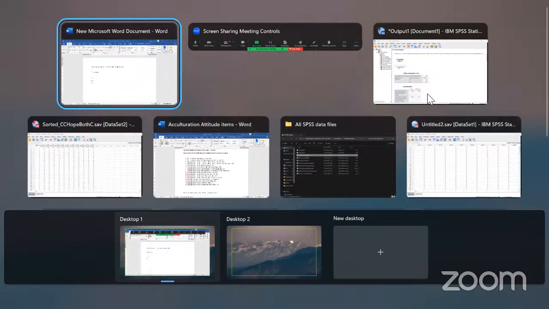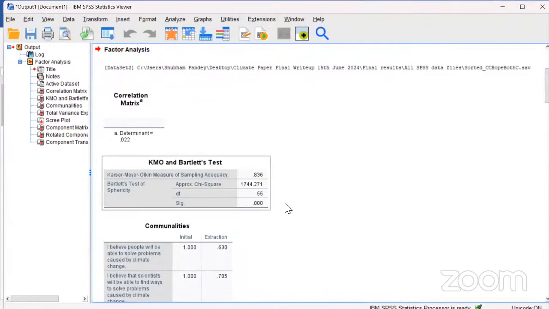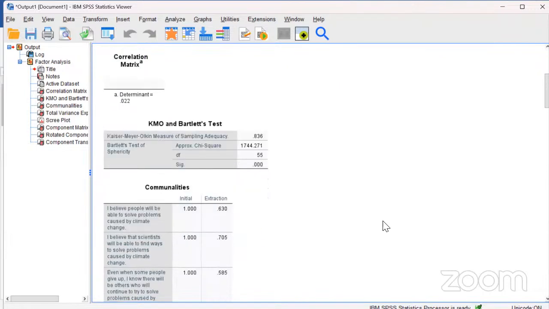So where is the output? Yes, here is the output. You can see the sample adequacy is good, 0.836. The KMO and Bartlett's test of sphericity is also significant. The determinant is more than 0.001. That means the basic checklist is okay for the factor analysis section.